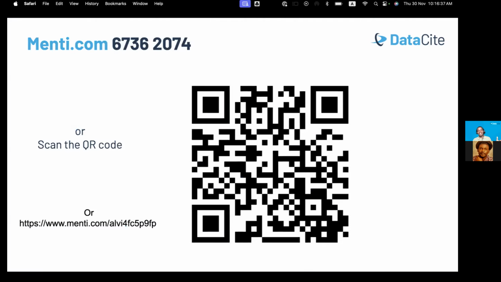I want to implore us, if you are on your desktop, you can scan this QR, or you can go to www.menti.com and type in the number 67362074. It's on the screen. Or if you are a fast typist, you can go to https://www.menti.com/ALVI4FC5P9FP.